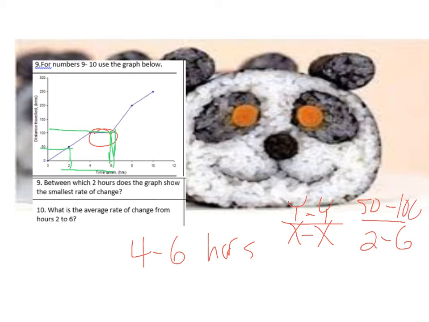So now all we have to do is subtract and divide. So 50 minus 100 is negative 50. And 2 minus 6 is negative 4. Now, if you would have done them in reverse order, you would still get the same thing because a negative divided by a negative is a positive. Either way, when you simplify this, negative 50 divided by negative 4 is positive 12.5.